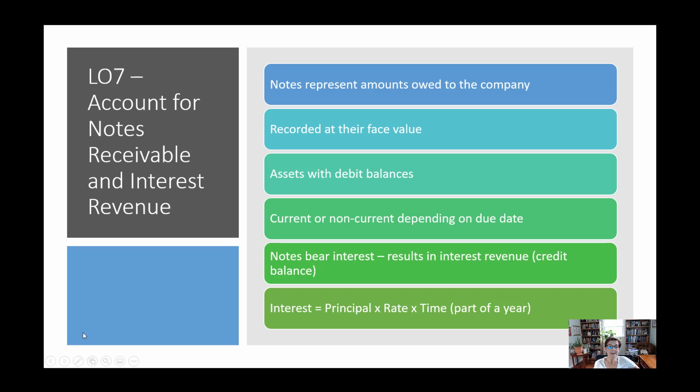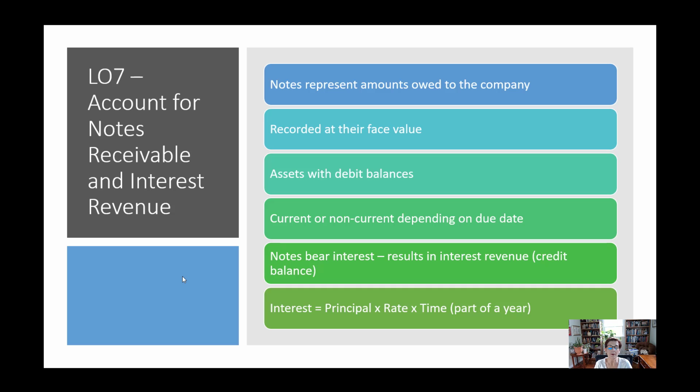All right, finally, let's take a look at notes receivable. So notes receivable represent amounts owed to the company, but it is a formal note. So somebody signed a note and said, I owe you X amount of dollars. I'm going to pay you this much interest per year, and I'm going to pay you back in this amount of time. All right. Notes are recorded at their face value always.